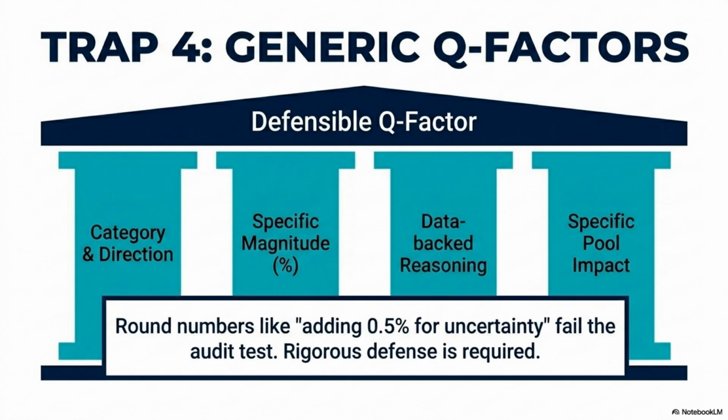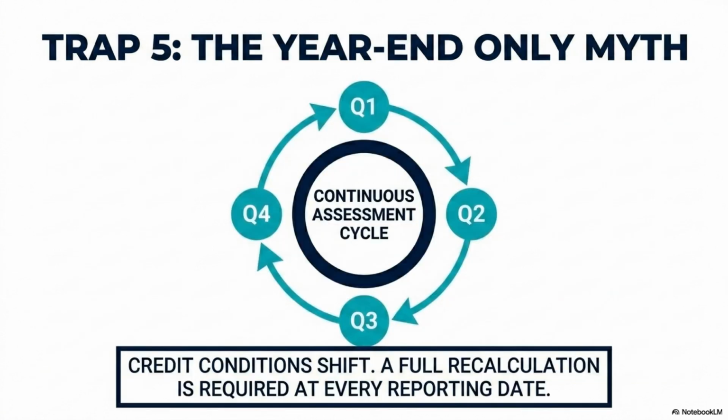A defensible Q factor must have 4 documented elements: the category and direction, whether the factor increases or decreases the rate, the specific magnitude as a percentage, data-backed reasoning that explains why this condition affects this pool, and the specific pool impact. Vague round numbers are a red flag. Rigorous defense is required.